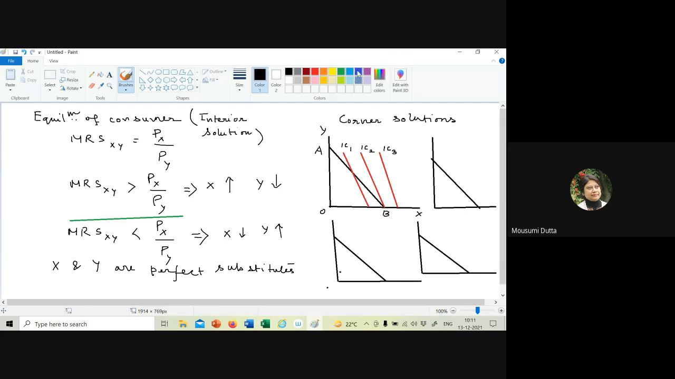On the other hand, if this happens, suppose again the commodities are perfect substitutes to each other.